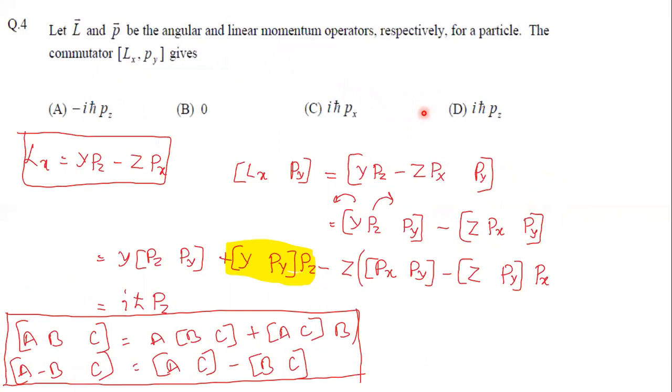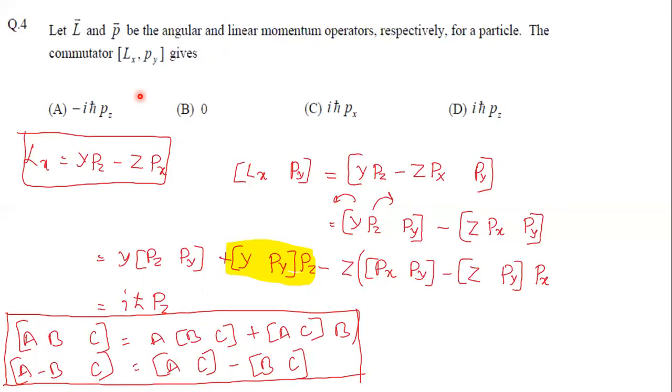Now in this form, the problem here is: let L and P be the angular and linear momentum operators respectively. L is the angular momentum operator, P is the linear momentum operator. Now we need to find the commutator [Lx, Py].